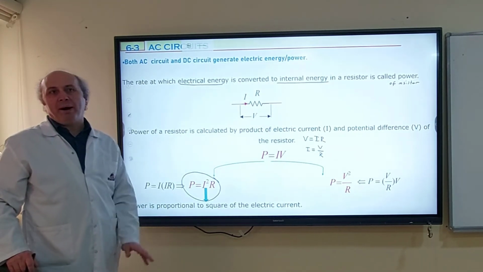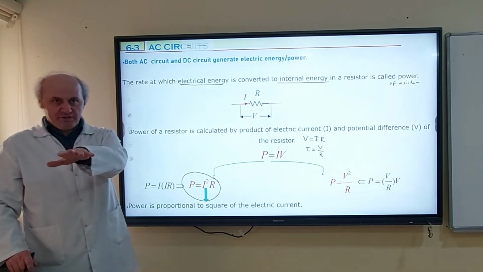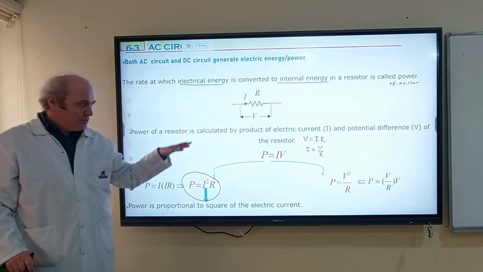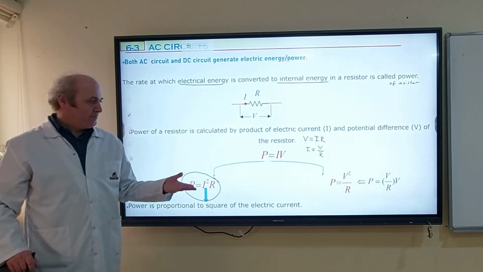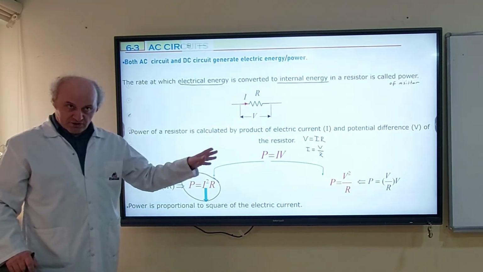This equation is about the DC circuit. In the 11th grade, when you study this title, you will learn them. You will do many practices with these equations. Only DC is this.